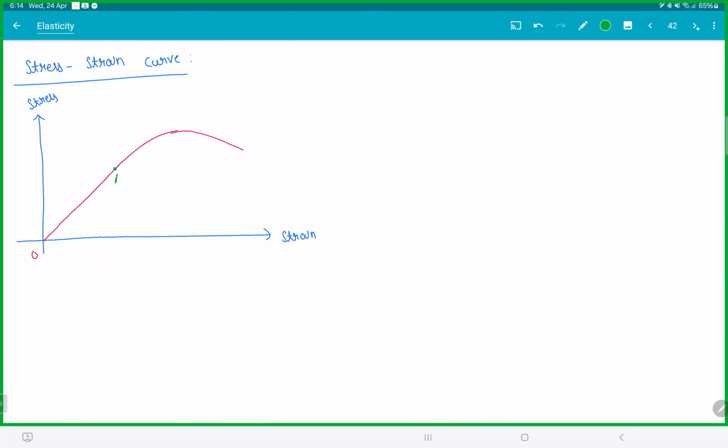So if you look at the points here, this is point A, this is point E. I have to make it more curved. This is E, this is U, and this is B. Now let's see what each thing means. So initially when the wire is stretched, as you keep putting more and more load, the stress will increase.